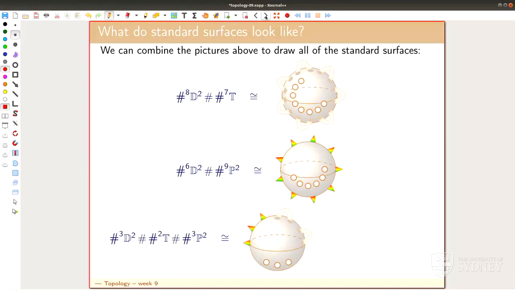You never have those guys in standard form, because I can always replace a torus by a projective plane. So this is not in standard form. What we would rather draw is this guy here, because you can always replace those ones by projective planes as soon as you already have one of them. So this is good, this is standard form, and this is everything that appears. So this is a complete list of surfaces.